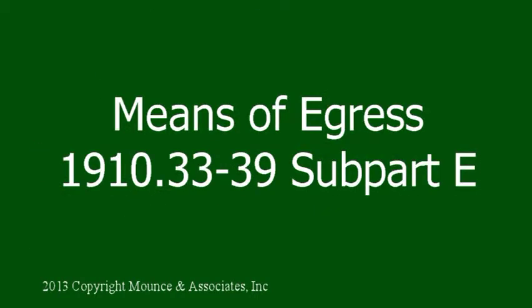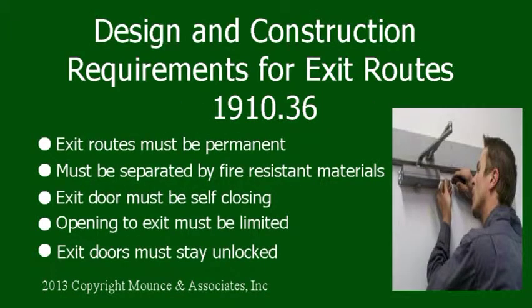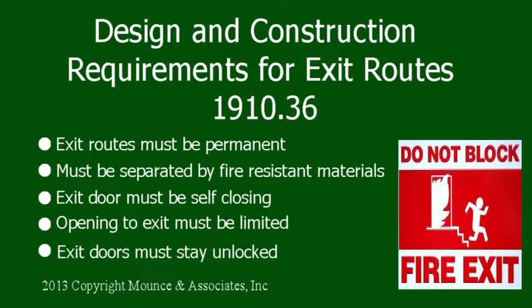Next, we will discuss means of egress, also known as evacuation. Design and construction requirements for exit routes. Exit routes must be permanent and must be separated by fire-resistant materials. The building must have at least 1 hour fire-rated materials. The doors must also be self-closing as to prevent any inside fire or hazard from escaping to the outside.